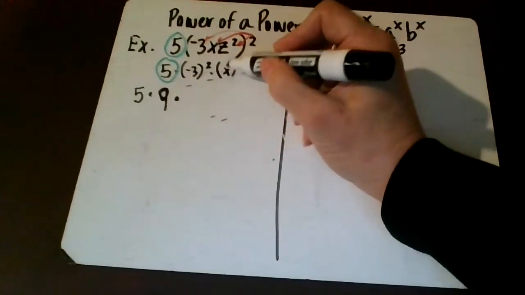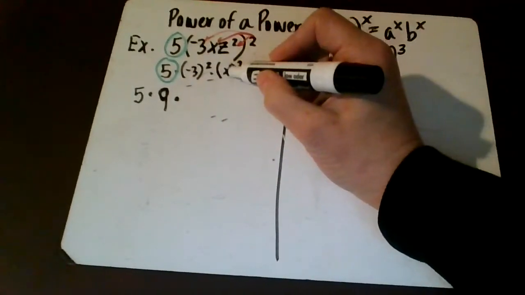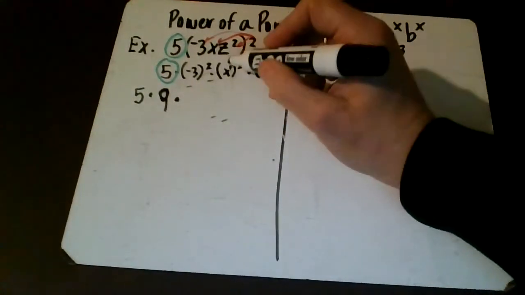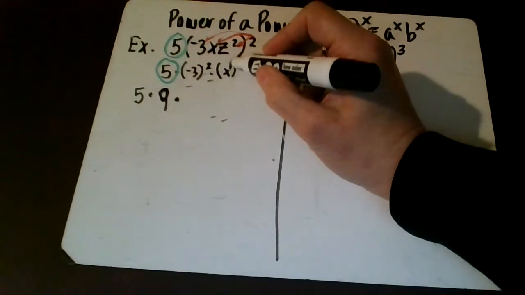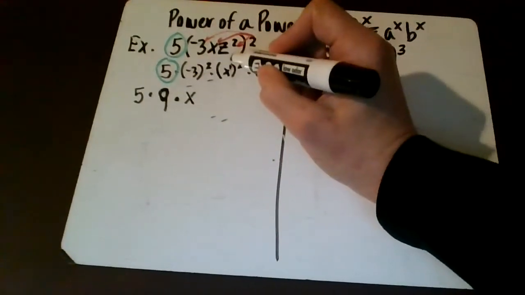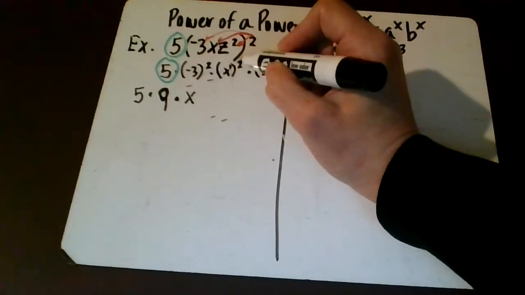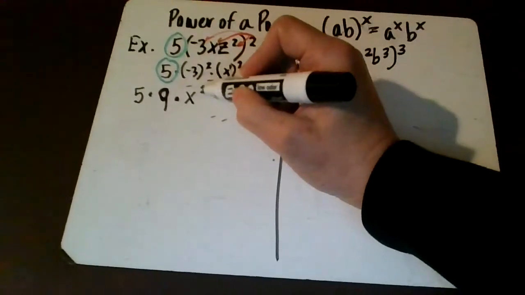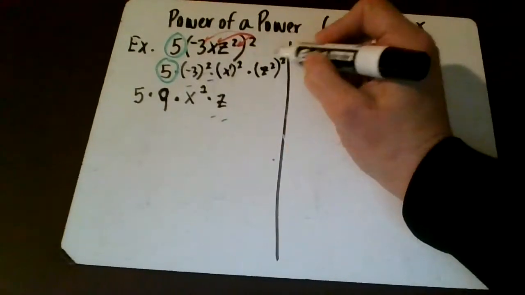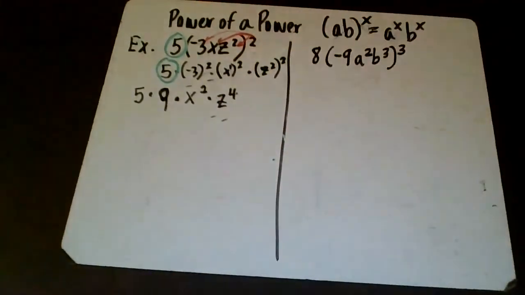Times x, this is really x to the first, so keep the base the same, multiply the exponents. So x, and then you have 1 times 2, which is 2, so it'd be x squared, times z, keep the base the same, and multiply 2 times 2, which gives you 4.